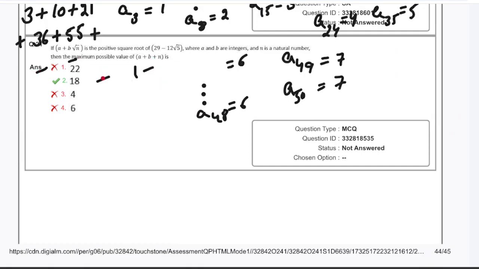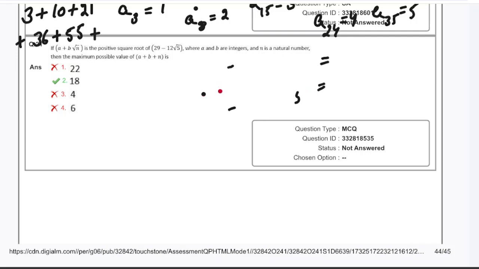The next question says, if a plus b root n is a positive square root of 29 minus 12 root 5, and n is a natural number, then the maximum possible value of a plus b plus n is what? Now, how can we take care of this? There are two ways to do it. Let's do a shortcut first of all.